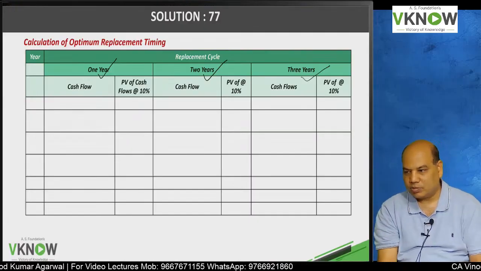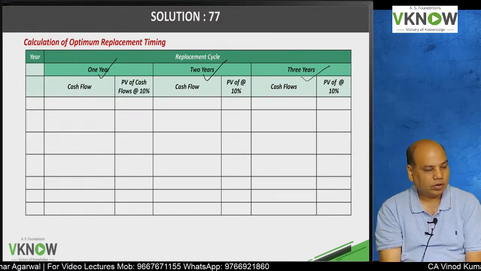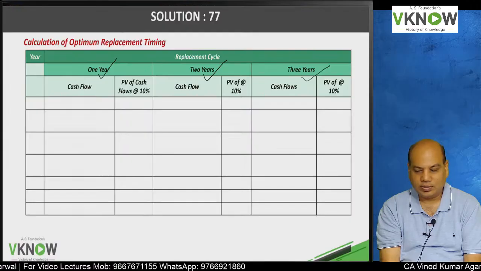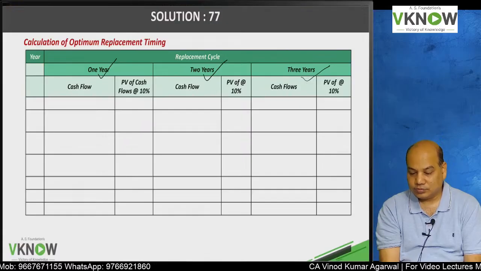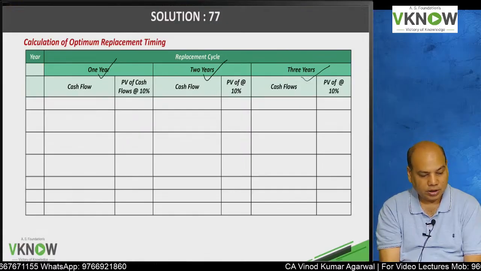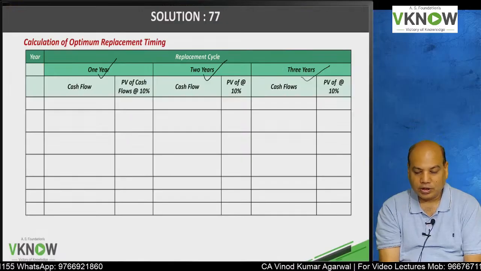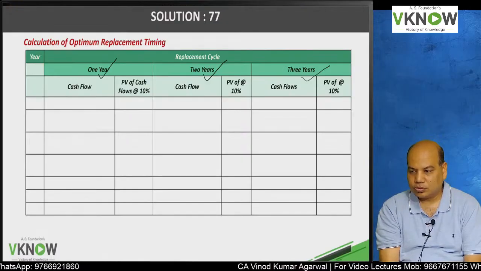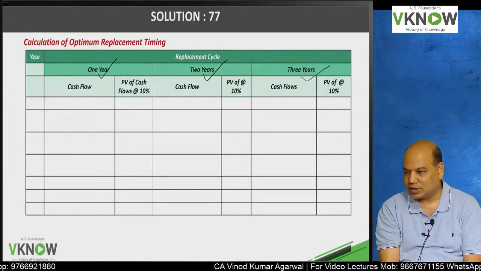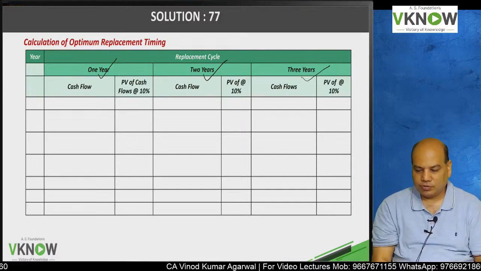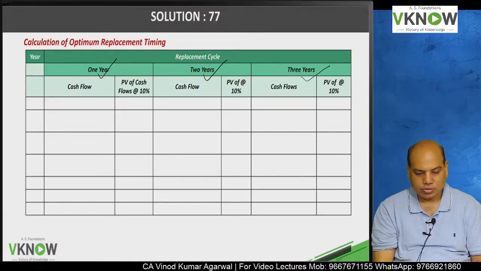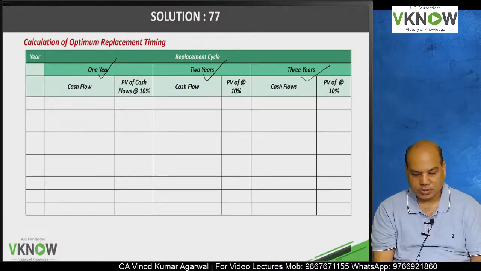Calculation of optimum replacement timing. Year, and then you write down a big column, replacement cycle. Under replacement cycle, 3 columns: 1 year, 2 years, 3 years. Under 1 year, 2 columns: cash flow, PV of cash flows at 10%. Under 2 years, 2 columns: cash flow, PV of cash flow at 10%. 3 years, 2 columns: cash flow, PV at 10%.